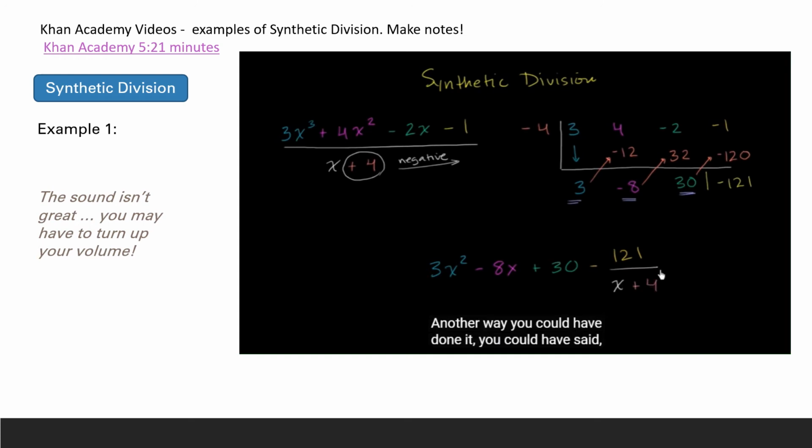plus 4. Another way you could have done it, you could have said this is the remainder, so I'm going to have a negative 121 over x plus 4, and it's going to be plus 30 minus 8x plus 3x squared. So hopefully that makes some sense. I'll do another example in the next video, and then we'll think about why this actually works.